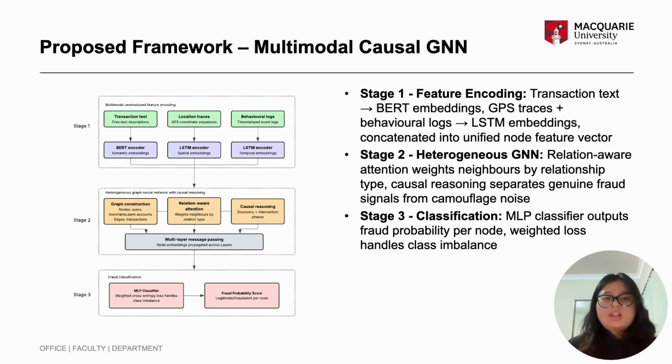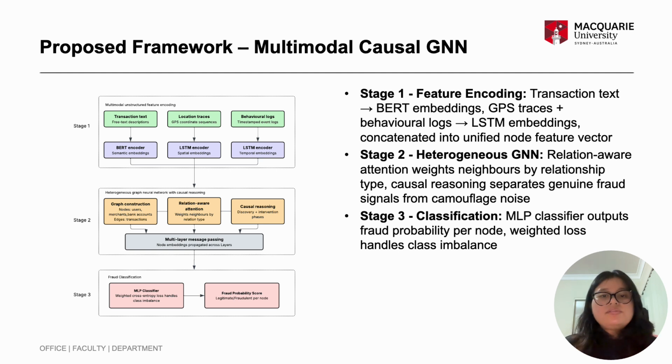subscription. For GPS location traces and behavioral logs, I chose LSTMs because both of these are ordered sequences that change over time, and the order and timing of events matters enormously. For example, a sudden geographic displacement between transactions or an unusually rapid sequence of logins and purchases are exactly the kinds of temporal patterns LSTMs are designed to capture through their memory mechanism.